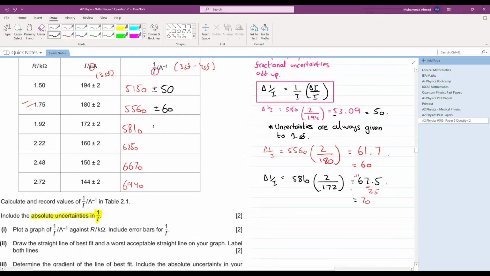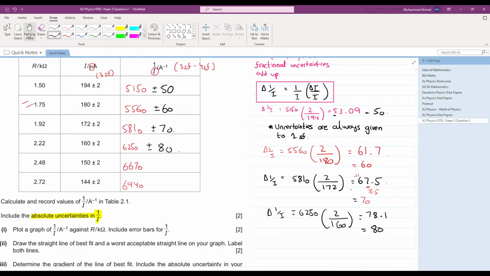So you can write plus minus 70. Simple. Now the last part. 6250 into 2 divided by 160, or the fourth row you can say. The uncertainty for the fourth row will be equal to 6250 multiplied by 2 divided by 160. What does this answer come out to be? This answer comes out to be 78.1, which is equal to 80 plus minus 80.